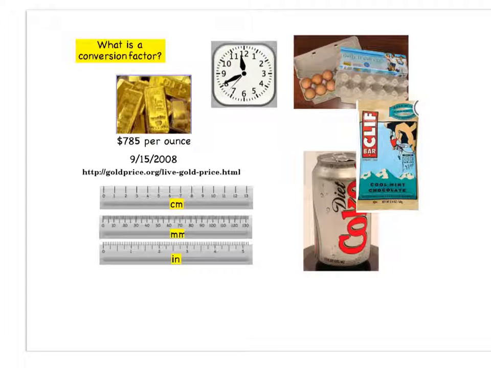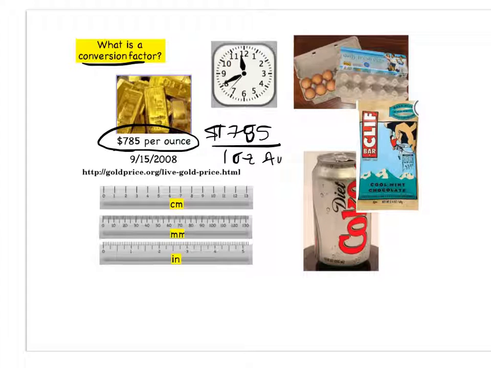In learning how to do dimensional analysis, it's all about conversion factors. Conversion factors are around you in your everyday life, everywhere. So, for example, we see $785 per ounce. That's from 2008. If we were to go look that up, we would see that it's somewhere over $1,500 per ounce, maybe even higher, depending on the day lately. When we want to look at that as a conversion factor, we need to write it as $785 for 1 ounce of gold. So it's all about writing them as fractions.